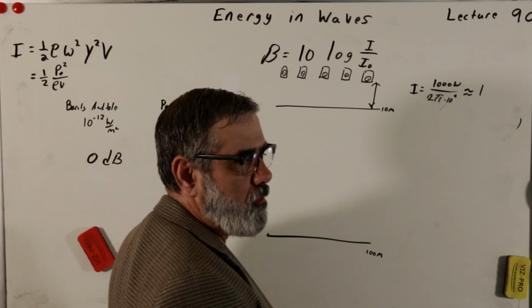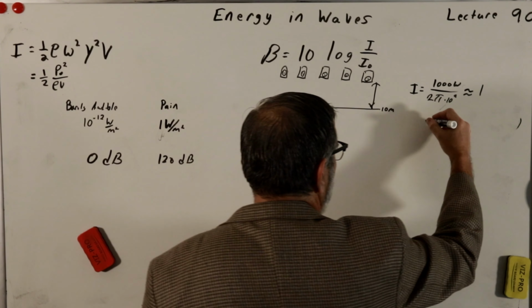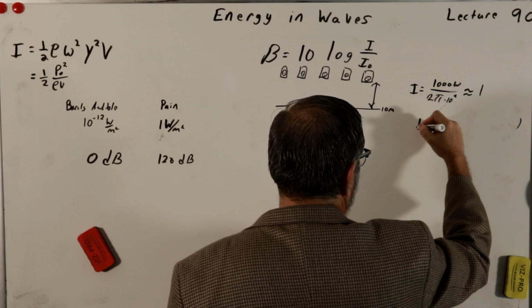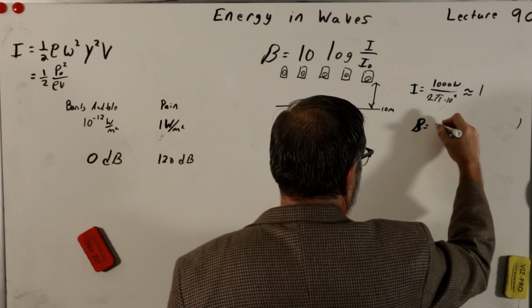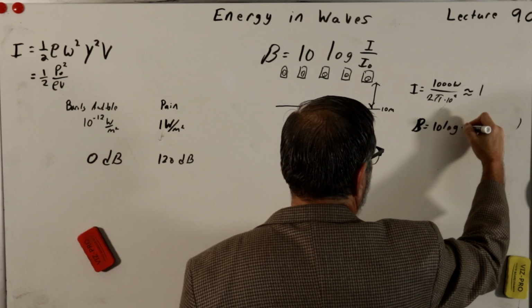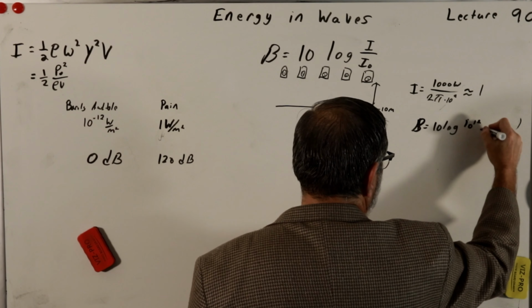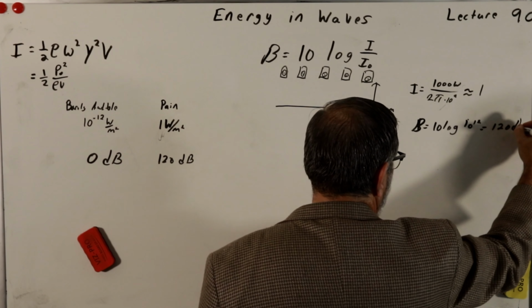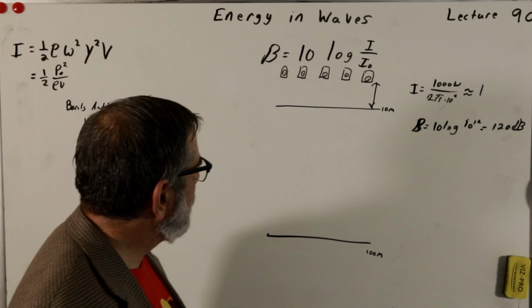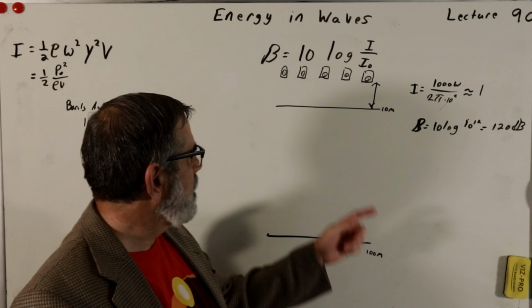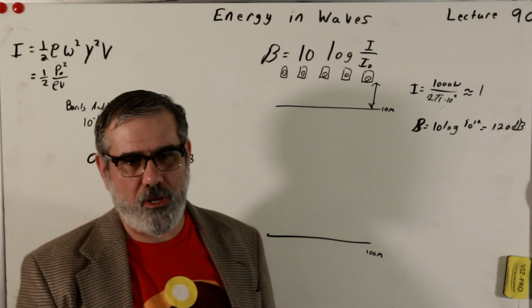So how many decibels is that going to be? Well, we already kind of know that. If we calculate the decibels, beta, that's equal to 10 times the log of 1 divided by 10 to the minus 12, so that's 10 to the 12. So that's just 120 decibels. So if you had a 1,000 watt amplification at your rock concert, the people in the front row would be just at the pain threshold.